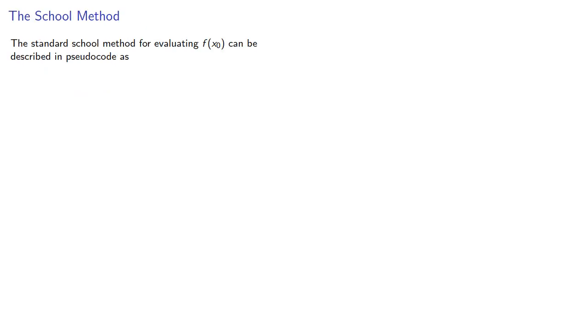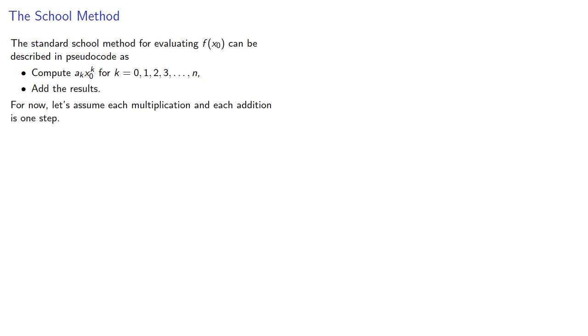Let's consider another problem. Evaluate some polynomial for some value of x. Now, the standard school method for evaluating a polynomial can be described in pseudocode as the following. We'll compute the value of each term, a_k x to the k, and then we'll add the results. For now, let's assume that each multiplication and addition is one step.